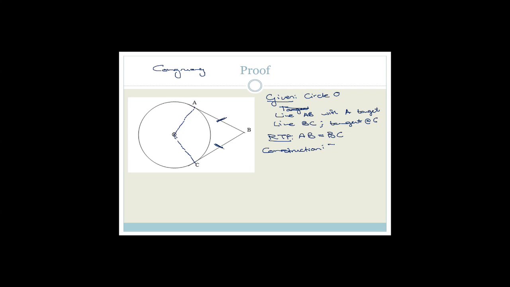We're going to join AO, we're going to join OC and we're going to join OB. So do you agree that now we've got two triangles? We've got triangle AOB and COB. Okay, so now we're looking for congruency because that is the only way we can prove that AB is equal to CB. So we're going to say in triangle.